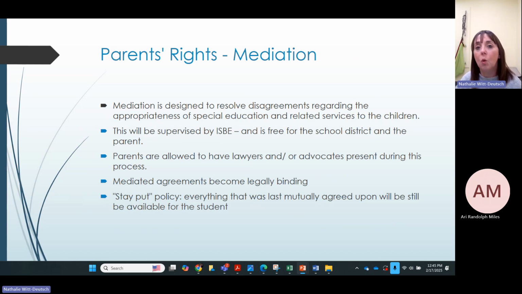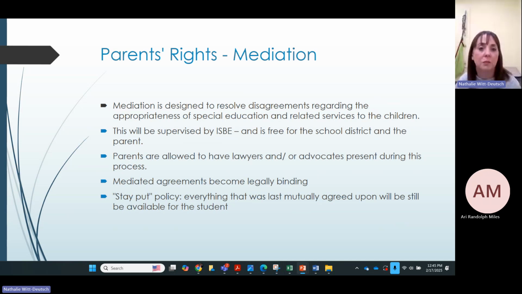Again, both the parent or the school district can call mediation and due process against the other person. But ISBE will handle all of this because we want this to be a neutral process. So it will not be done through somebody that the school district is like, I'm going to bring in my own mediator to talk this through. ISBE will be the one that is supervising it and providing the person that will help in the mediation.